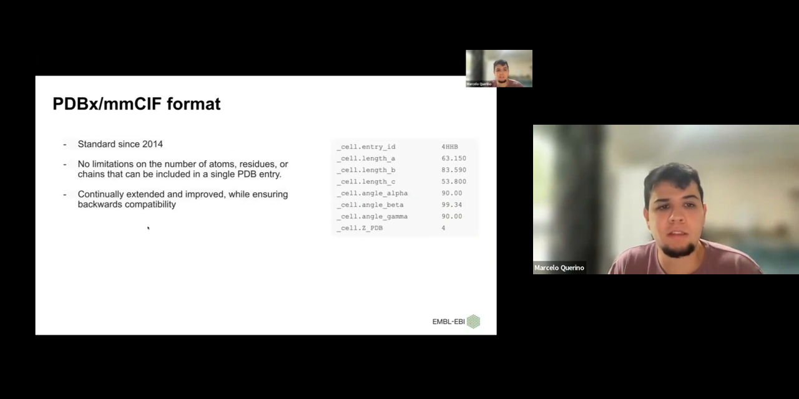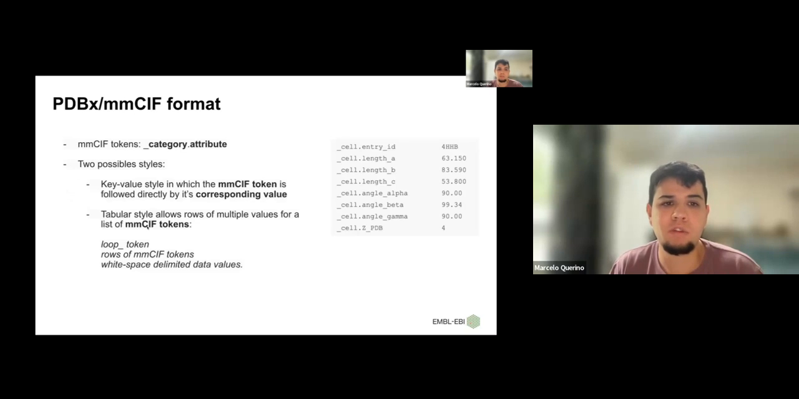What's our standard since 2014 is the mmCIF format. It's good because it has no limitation on the number of atoms, residues, or chains that can be included in a single entry. This format is continually updated, so it's extended and improved while ensuring backwards compatibility to previous mmCIFs and the PDB format as well.